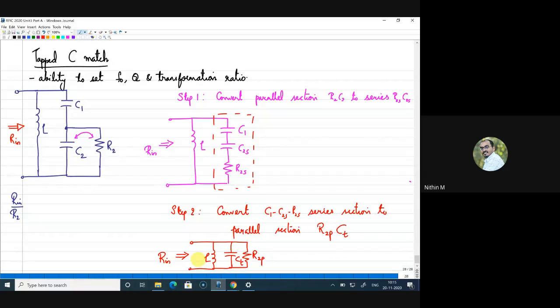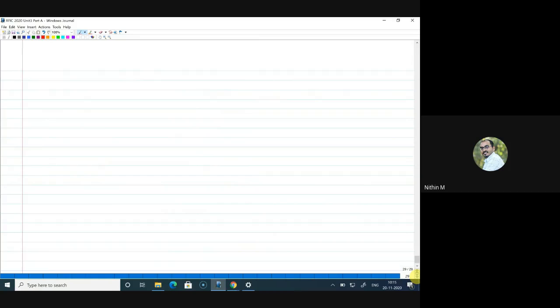I hope you understand the procedure I'm going to follow. I'll first do this parallel to series conversion, then find the equivalent capacitance, then do series to parallel conversion, and thereby obtain a relation between Rin and R2, right? Let me do that one by one. Since there are multiple transformations, there will be a lot of equations we'll be writing, but that should be okay once you are comfortable with series to parallel and parallel to series transformation.